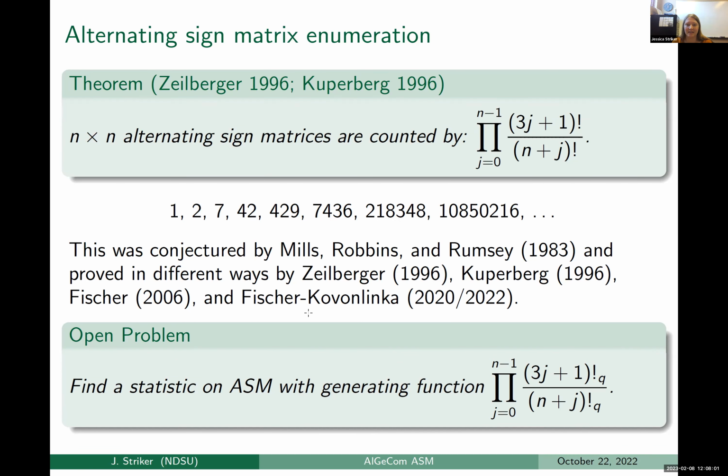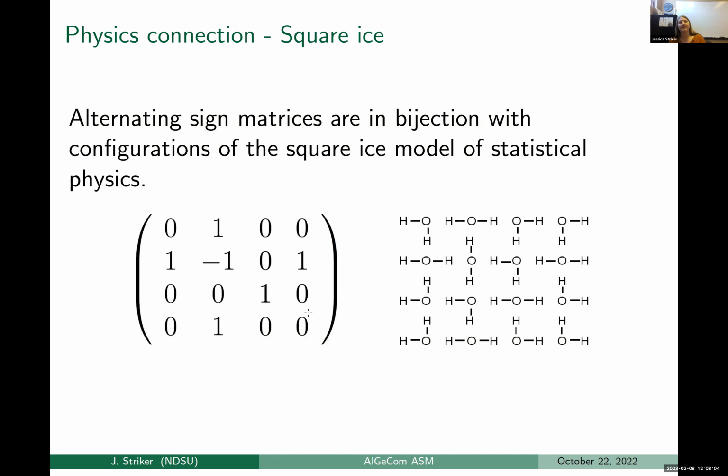All right, so there's our first open problem, but now let's talk a little bit about bijections. One reason alternating sign matrices are interesting is they're in bijection with lots of interesting things. In particular, they're in bijection with configurations of the square ice model of statistical physics. So you'll see some frozen water molecules there, and I'm told this is not how water molecules actually freeze, but just imagine H2O freezes like this.